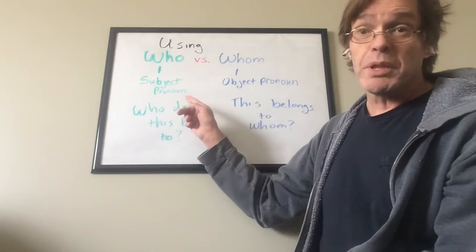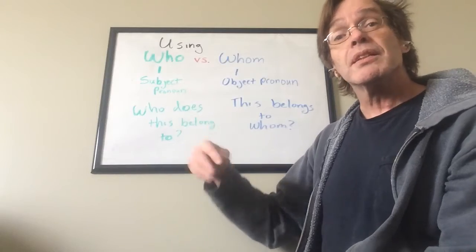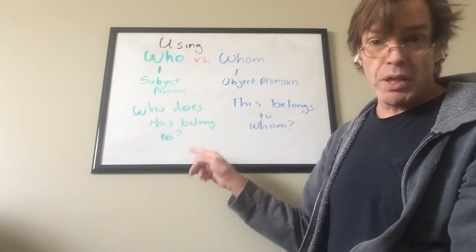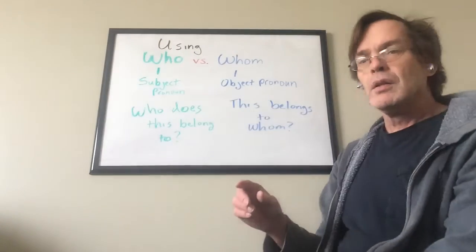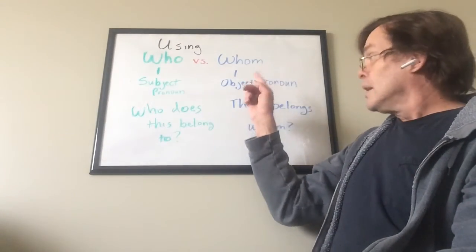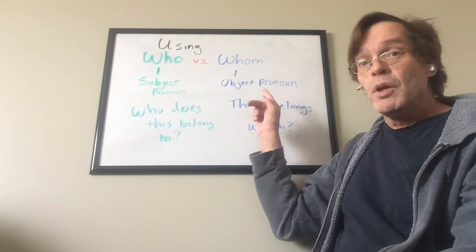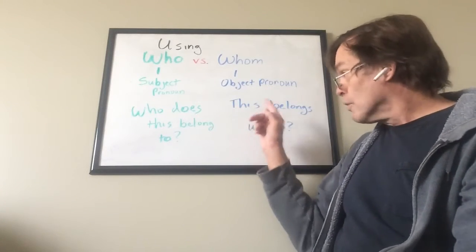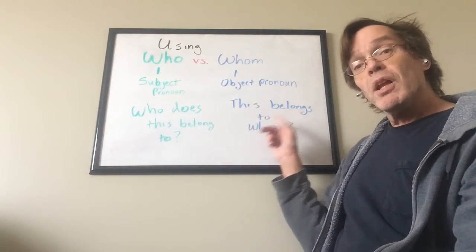Who is a subject pronoun, which means it's the subject of the sentence. For example, who does this belong to? Whom is an object pronoun, which means that it's going to be the object of the sentence. For example, this belongs to whom?